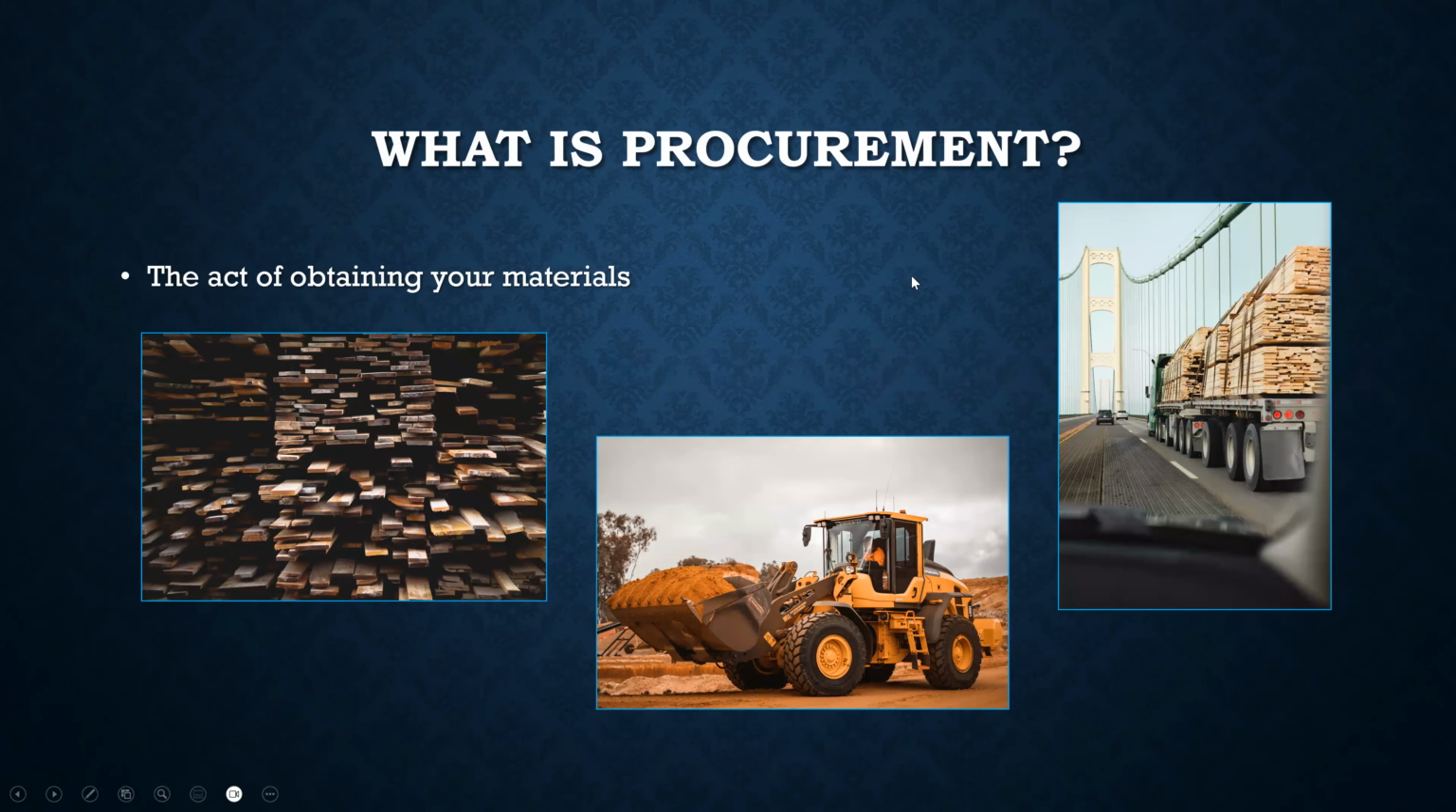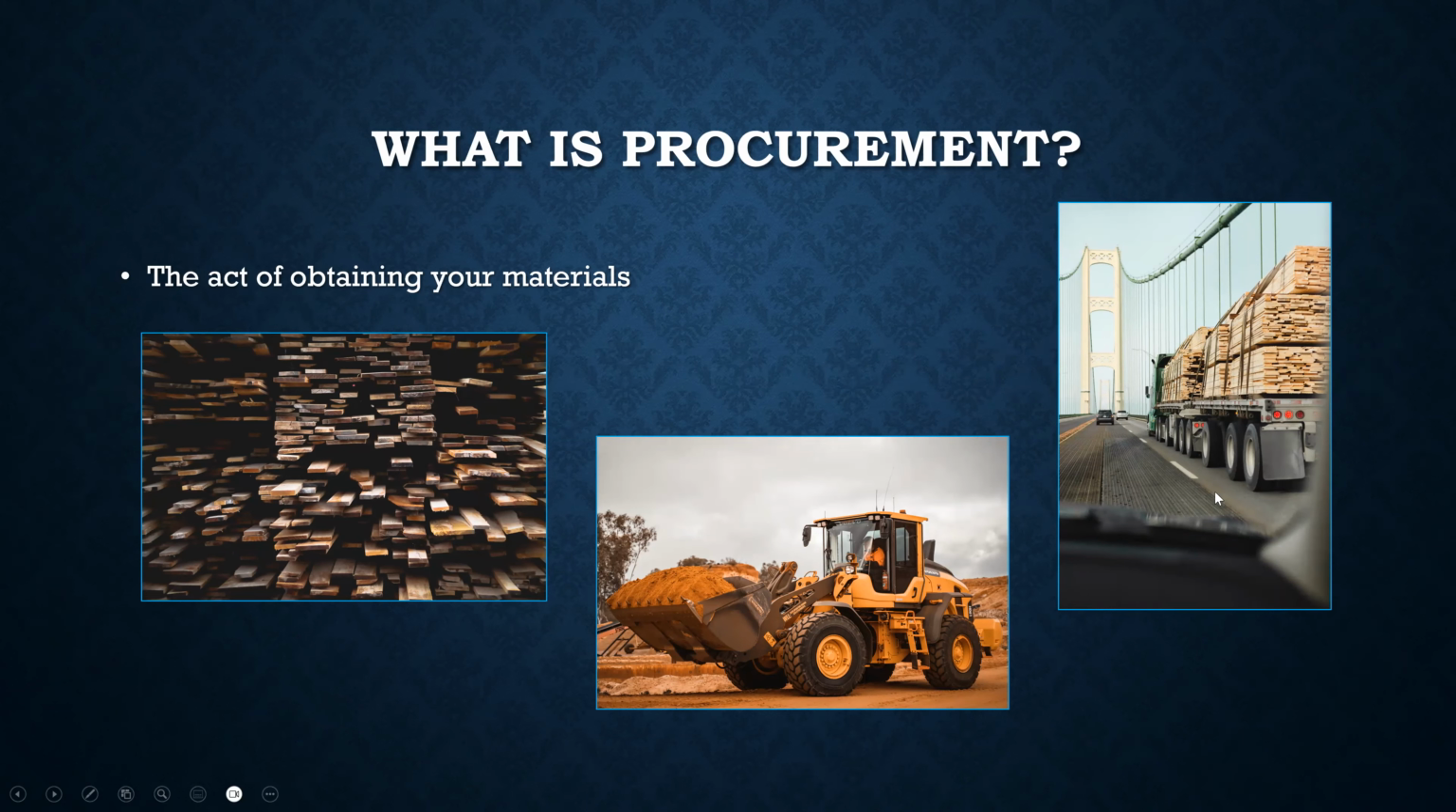What is procurement? Well, it is the act of obtaining your materials. In this case, we're talking about building things, so it's about materials. As you see here, there's some lumber, a loader, and a truck with lumber on it. The truck with lumber symbolizes the act of things being procured, shipped from one place to another. All right, so what are some complications you can have with procurement?